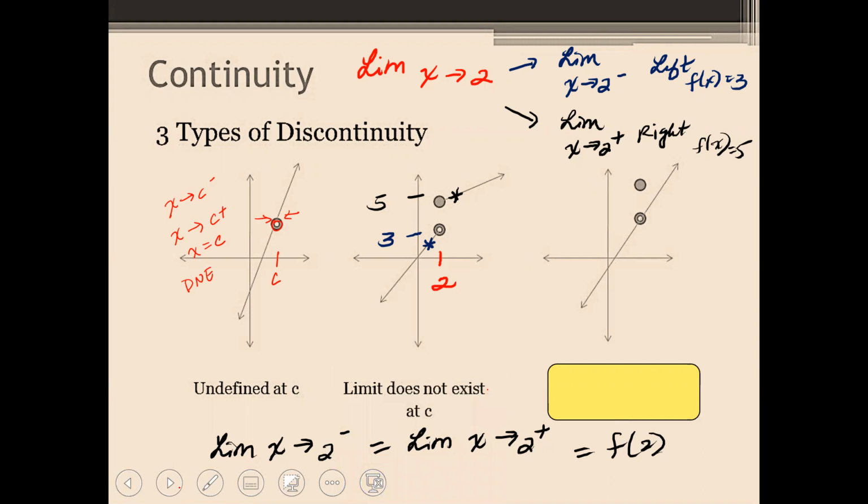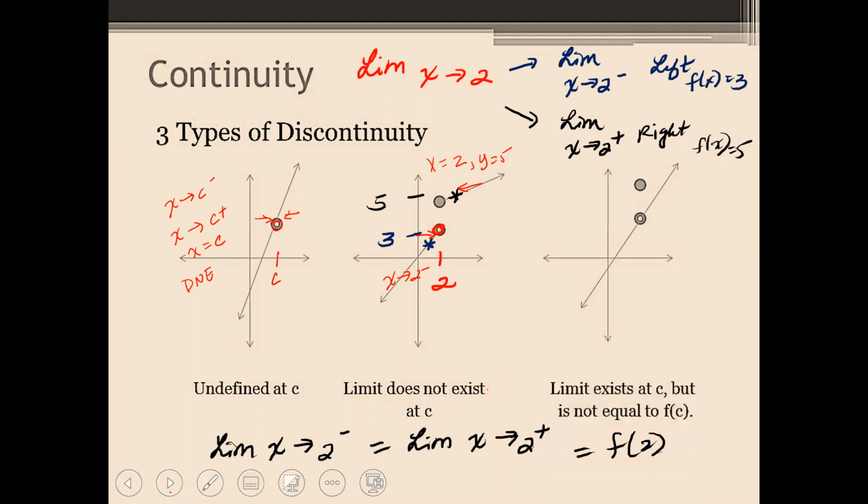The second one is the limit does not exist at C. As you approach x to 2, let's say for example on the right side, it is at 3. As you approach it on the left side, it is at 5. But when x is equal to 2, the y value is at 5. So unfortunately, as x approaches 2 on the left side, it becomes inconsistent with the right, and also with when x is equal to 2.